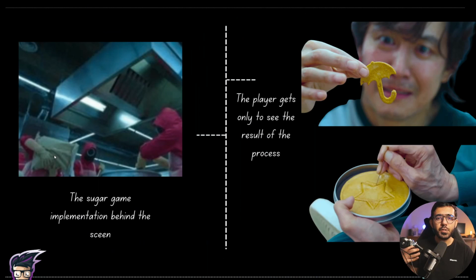Let's check it out. So in the Squid Game, this player only gets to see the result of the process, which means that the user gets this candy with multiple shapes, but they don't have to know about the details of how this candy was made. That is the entire process. So the sugar game implementation behind the screen, where they were pouring a lot of liquids and adding a lot of sugars, the user or the player doesn't have to worry about it. They just have to know that this is the game, this is the candy, and now I have to work with that. They do not need to know about the actual implementation.